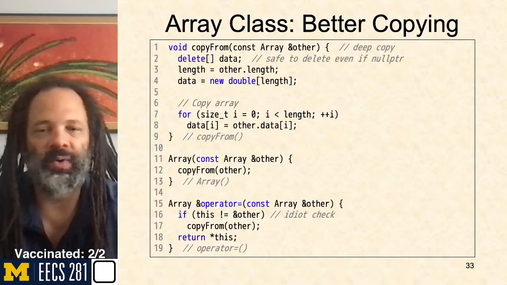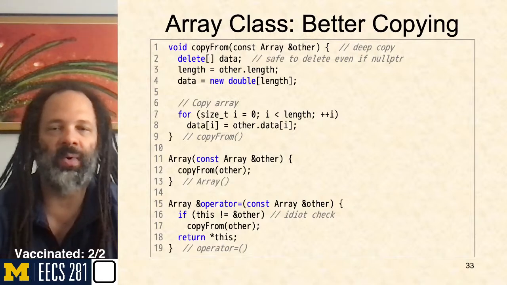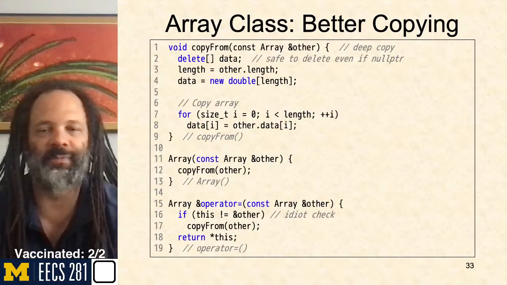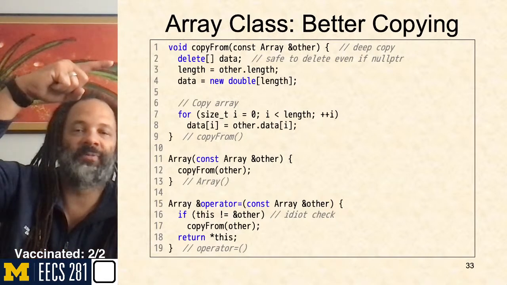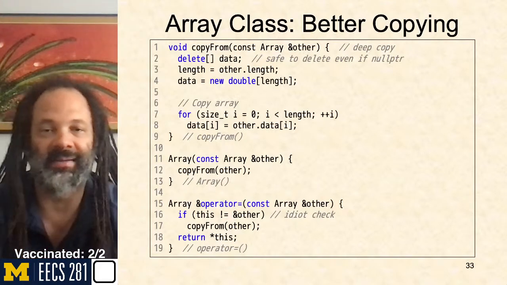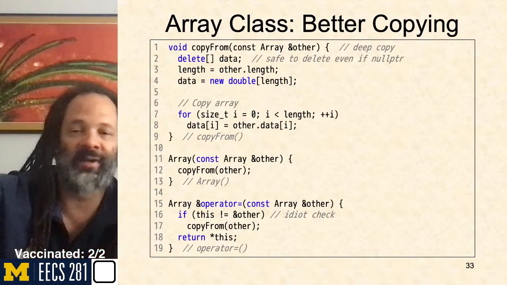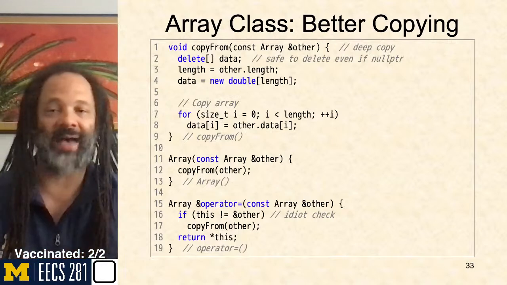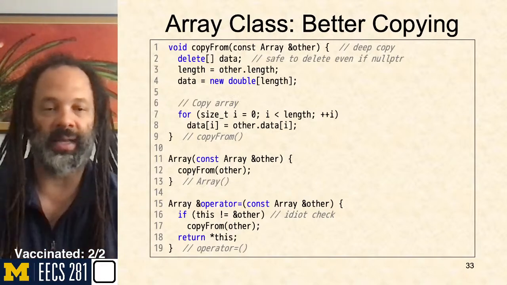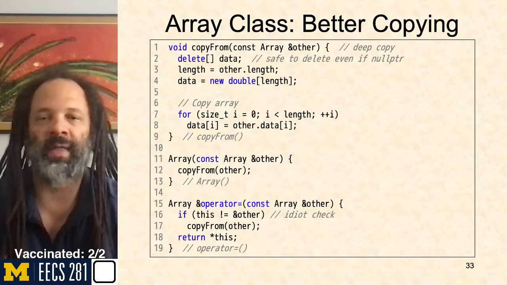However, what I have to do here is make sure that I don't assign myself to myself, because the first step in copy from is delete square brackets data. I'm going to make sure that I've gotten rid of my data so that I can make a new copy from other. So I'm going to get rid of what I've got and then make a new one and put it in there. So that's what's going on there.